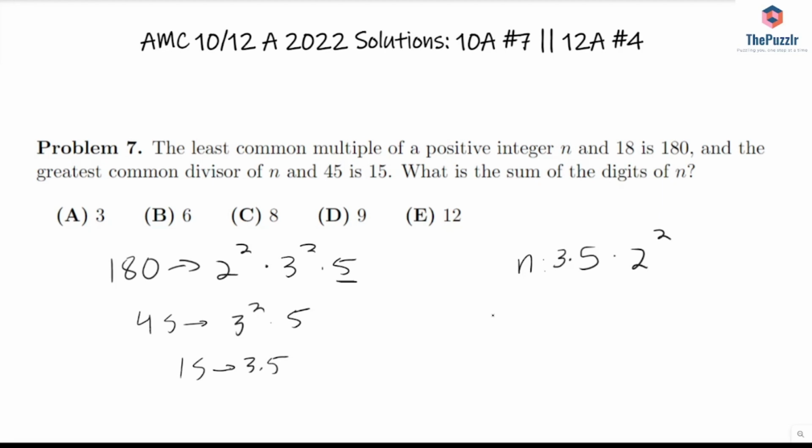So then our number n is 3 times 5, which is 15, times 4 is 60. Checking with the original problem, the least common multiple of 60 and 18 is 180, yep. And the greatest common divisor of 60 and 45, well, that's 15, so yep, that works. So we do 6 plus 0, and that gives us our answer of B.